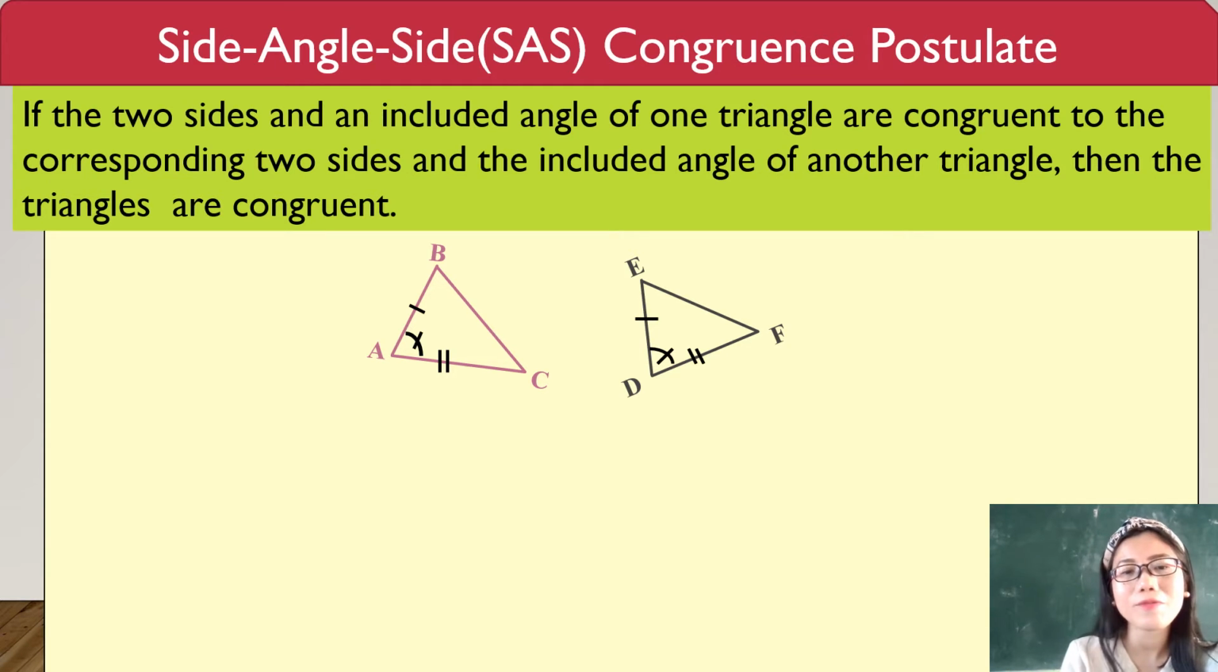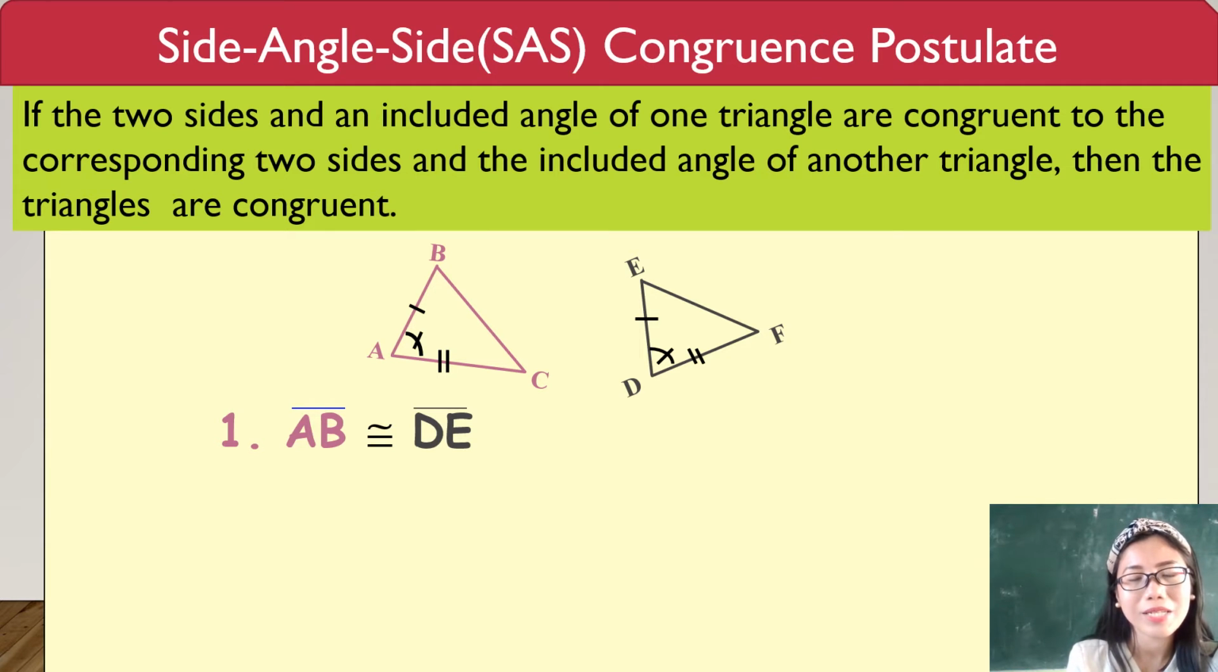Say, for example, for triangle ABC, you have your side, or segment, AB and segment AC. Formed by these two sides, you have your angle A, that is called the included angle. Another one for triangle DEF. You have your segment DE and segment DF, forming an angle that is called the included angle, angle D. Again for this SAS, you need two sides and an included angle.